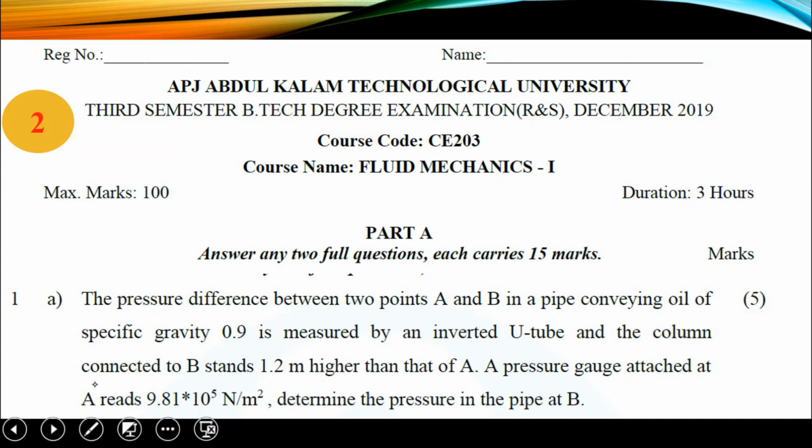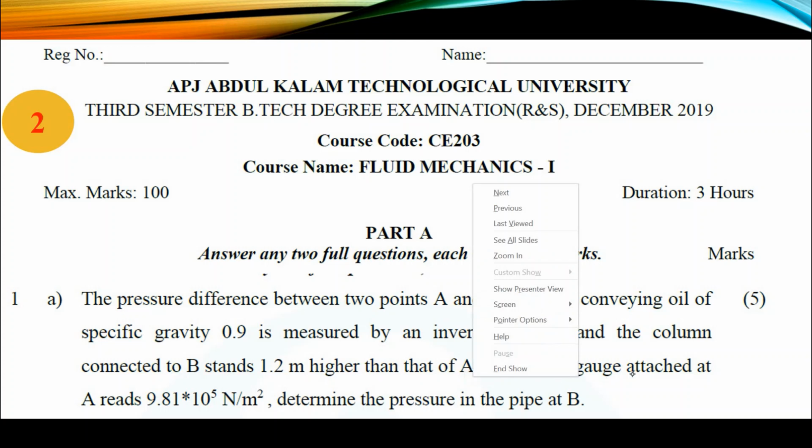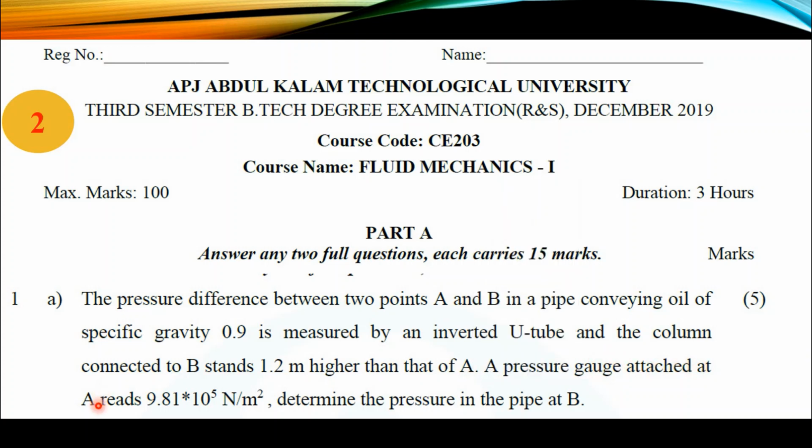So the second question is from December 2019. The pressure difference between 2 points A and B in a pipe conveying oil of specific gravity 0.9 is measured by an inverted U-tube, and the column connected to B stands 1.2 meter higher than that of A. A pressure gauge attached at A reads 9.81 into 10 raised to 5 Newton per meter square. Determine the pressure in pipe at B.